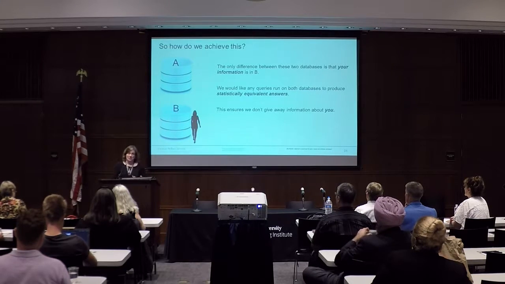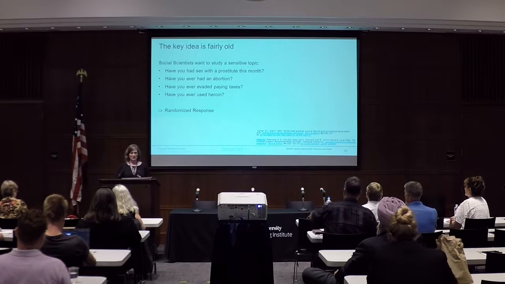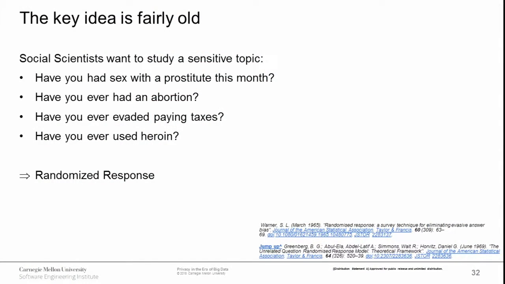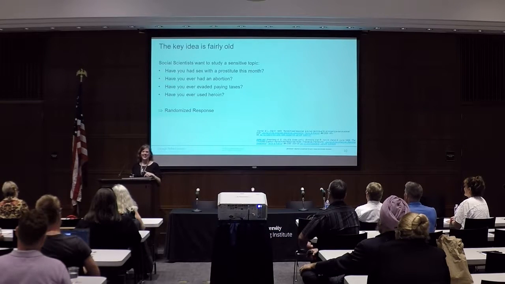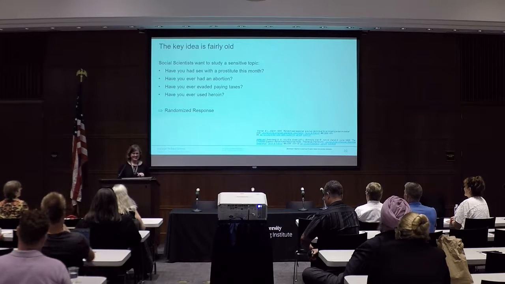So how do we achieve this? The key idea is actually fairly old. It comes from survey methodology. So imagine that you are a 1960s social scientist, and you would like the answers on average to some of these questions. Do you imagine that if you gave people a survey, you would get honest answers? Exactly. So they had to come up with a way where people would probably answer honestly.